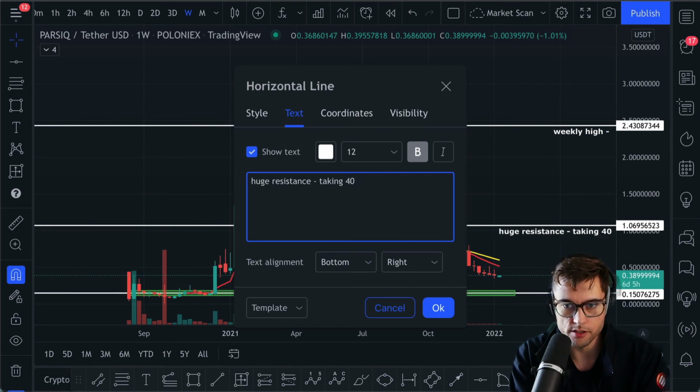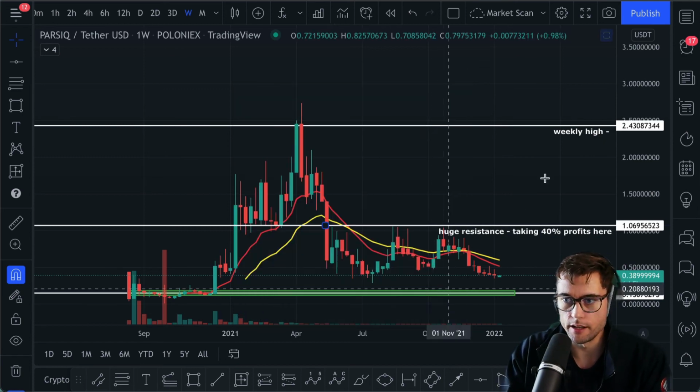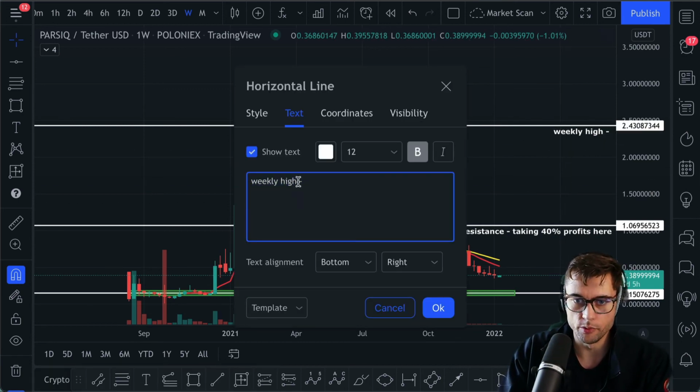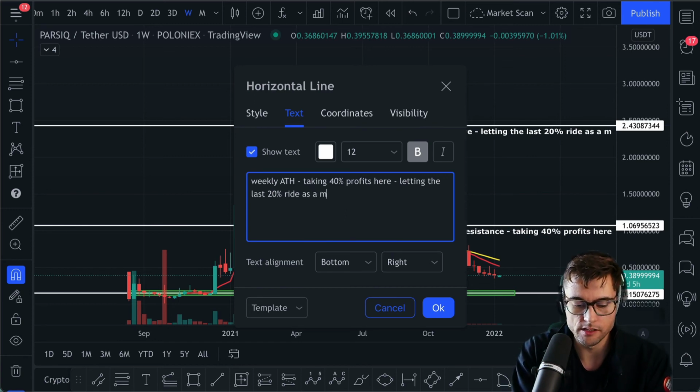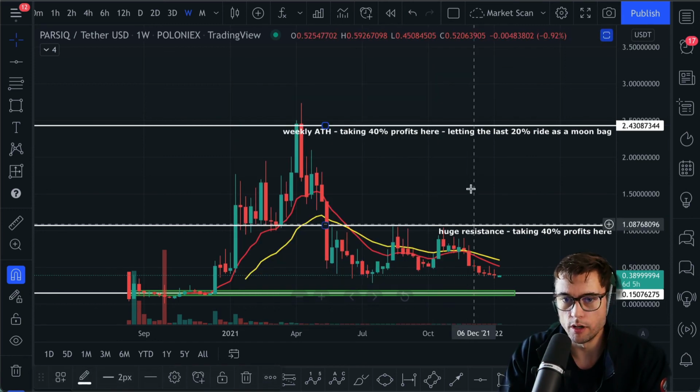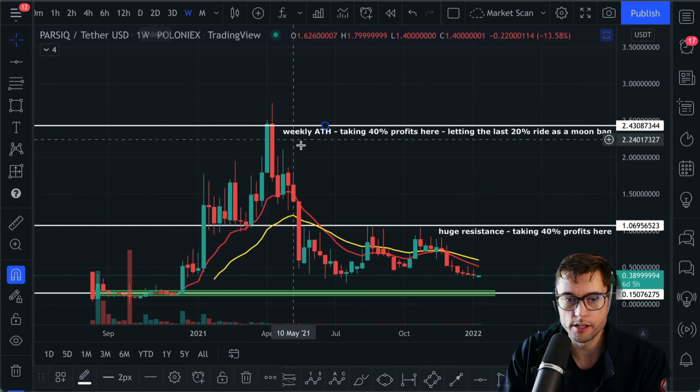40%, 40% profits here. And then I'll say weekly all-time high, really, actually, all-time high. Taking 40% profits here, letting the last 20% ride as a moon bag. So that's what I'm going to do for Parsec.